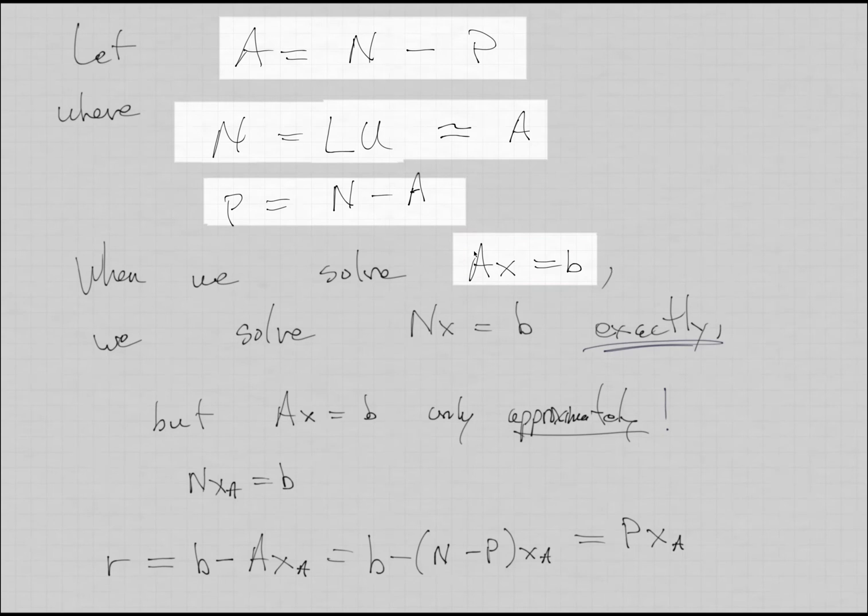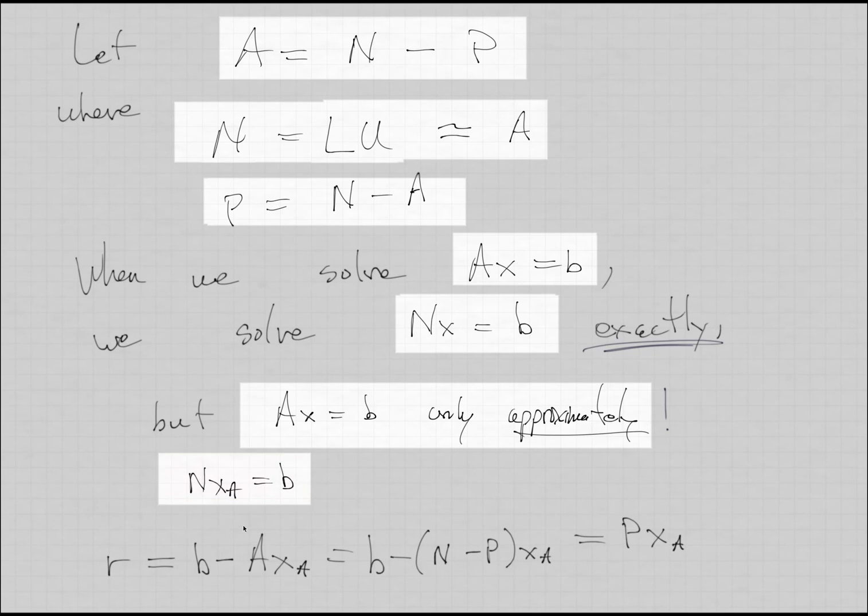In fact, when we try to solve the equation A times x equals B, what we're really doing when we use the LU method is solving N times x equals B, because we're replacing A by L times U, and L times U may just be an approximation to A. So the approximate solution that we get for x will be an exact solution to N times x equals B, but only an approximate solution to A times x equals B. So our initial approximation xa will satisfy N times xa equals B. We can assume that that's precise.